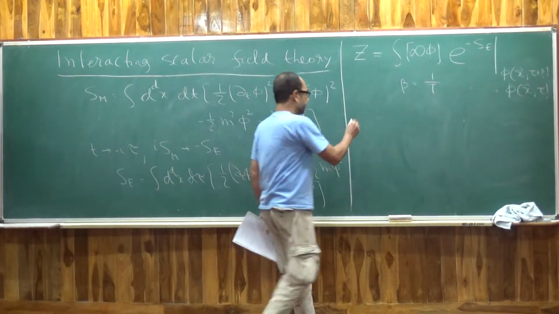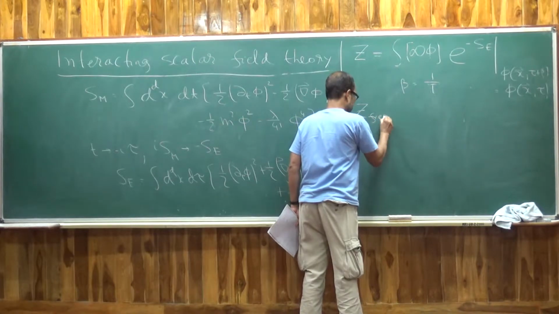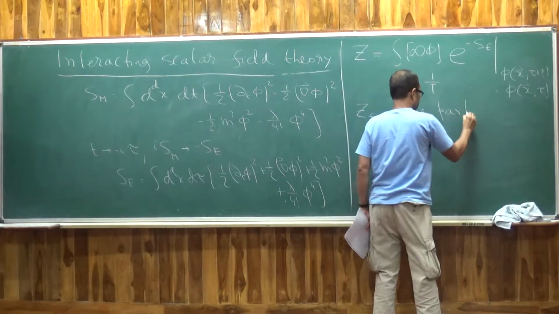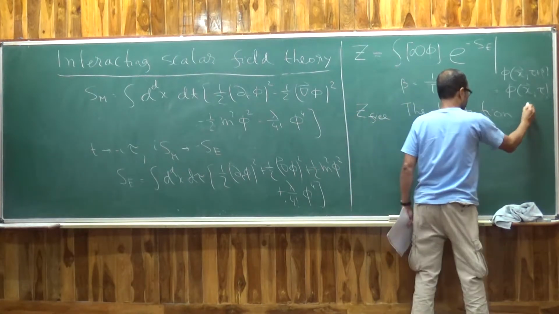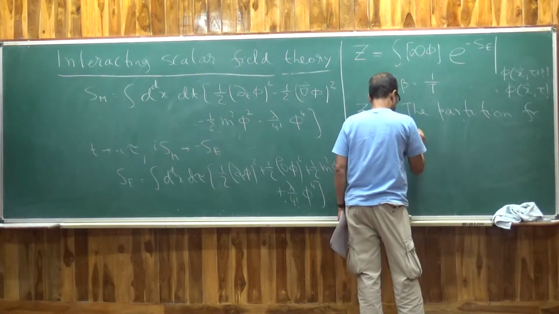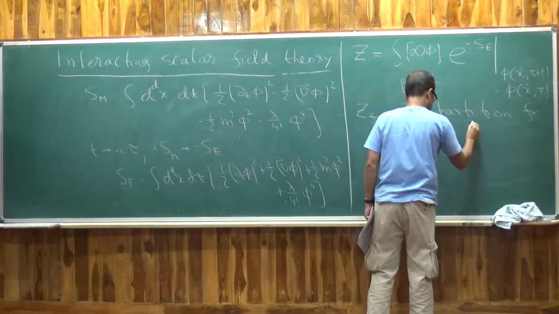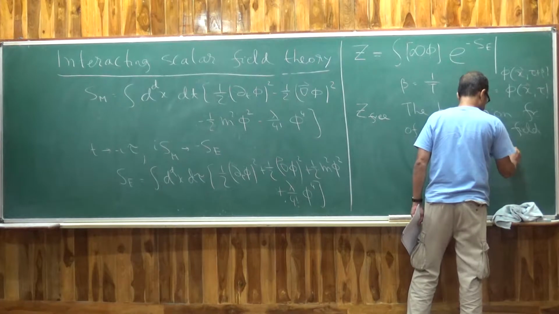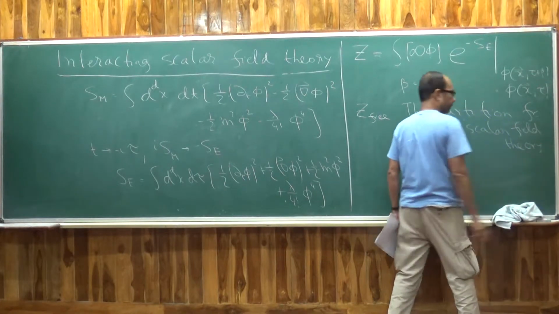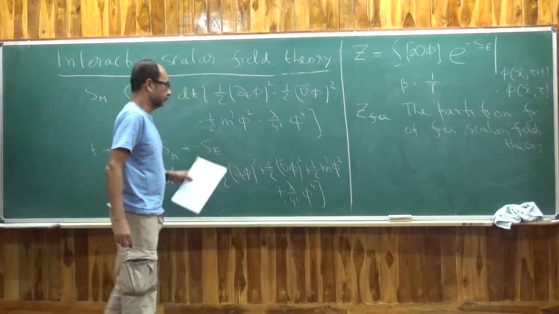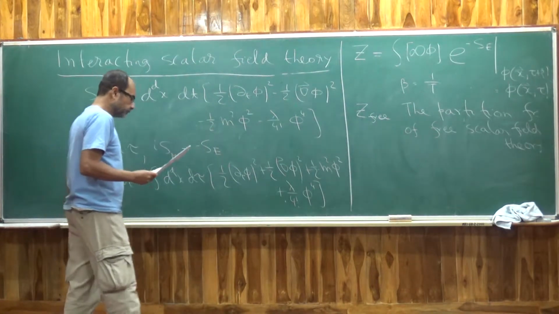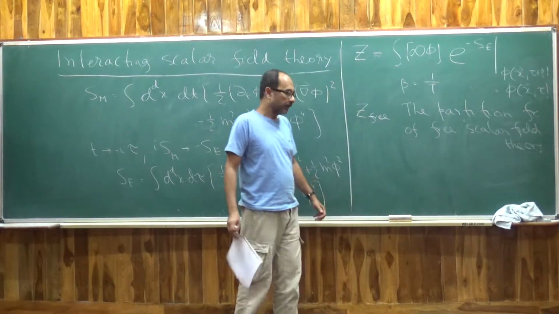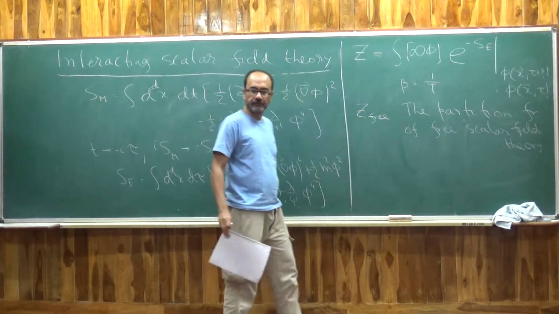So let's denote by Z_free the partition function of free scalar field theory. This is what we calculated last time. What we will be focusing on is the calculation of Z over Z_free, because Z_free is already calculated earlier. So we will calculate the ratio.